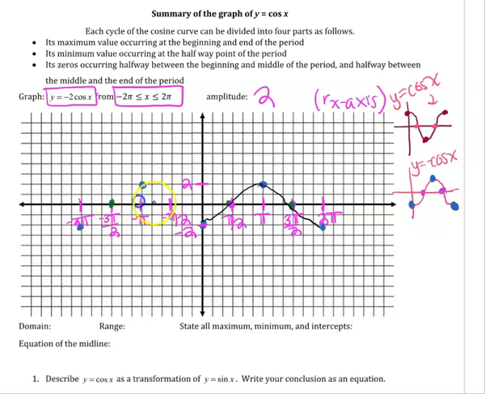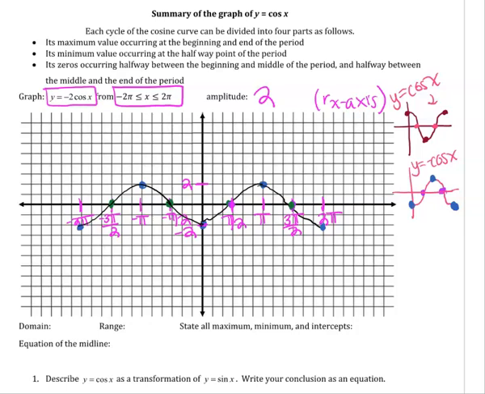But don't forget, you got to have your midline dots. So at -pi over 2 and -3 pi over 2, you're on the midline. Once you again have those 5 major points, do a nice smooth curve. And there you go. That's 2 periods or 2 cycles of -2 cosine of x.